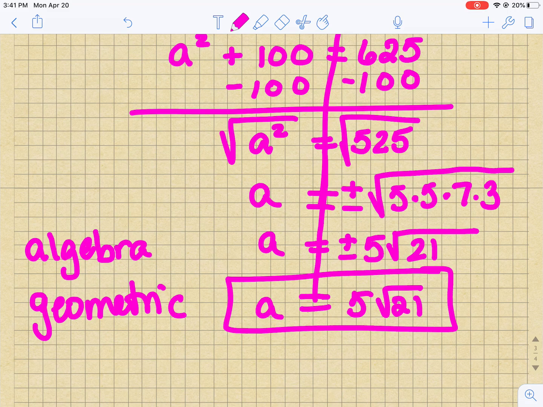And that's our last section before the review. I'll probably do some type of video to review this chapter before we get to the test.